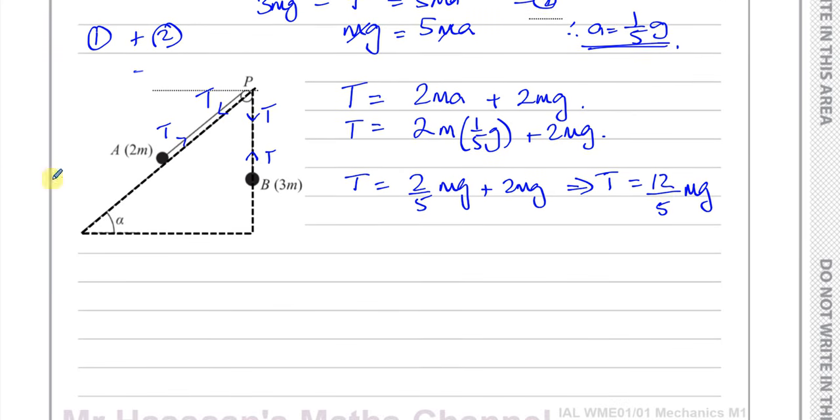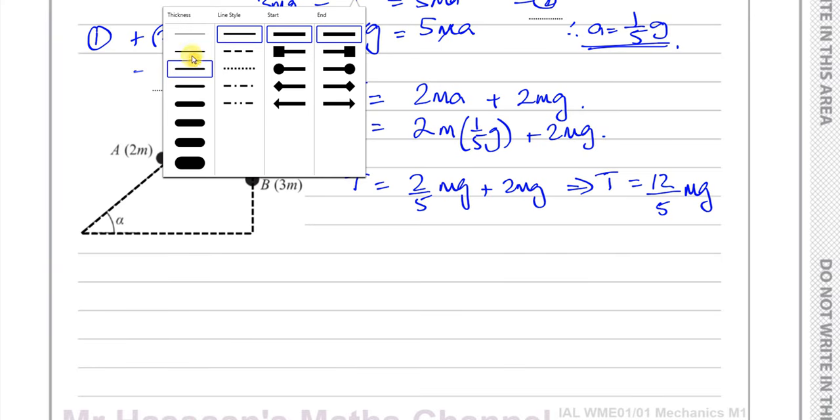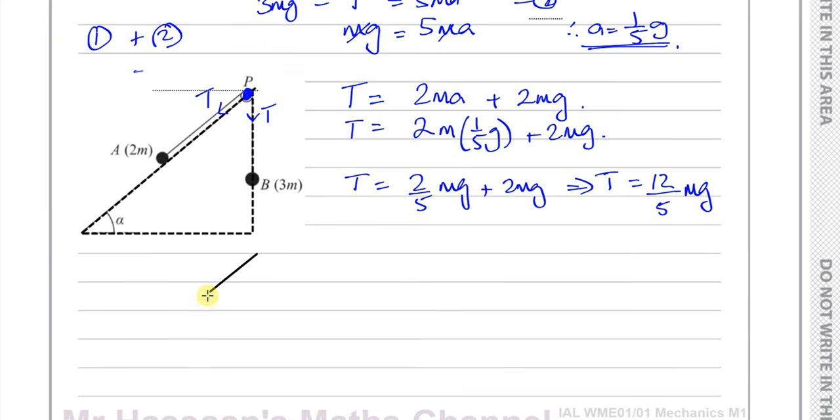Now let's consider the forces acting on the pulley: this tension this way and this tension that way. Let's just get rid of this, we're not thinking about the masses, just the pulley itself. If we draw a vector diagram of forces, we first draw the tension acting in this direction.